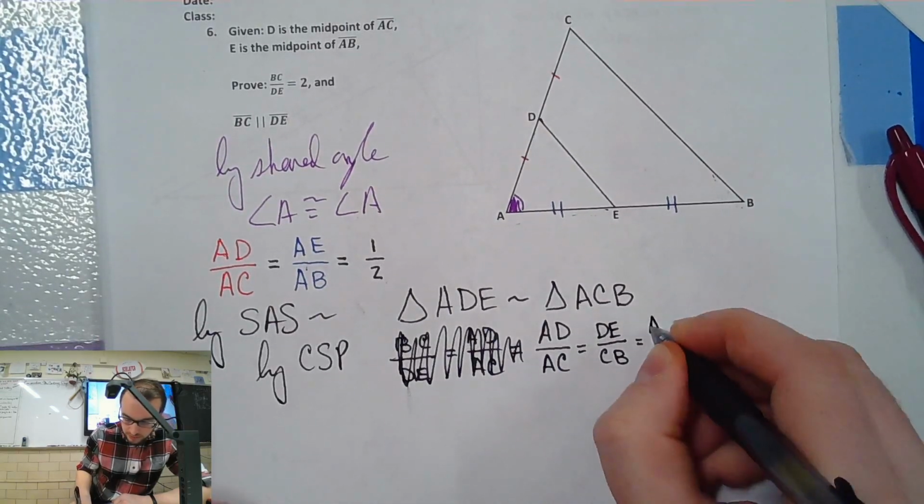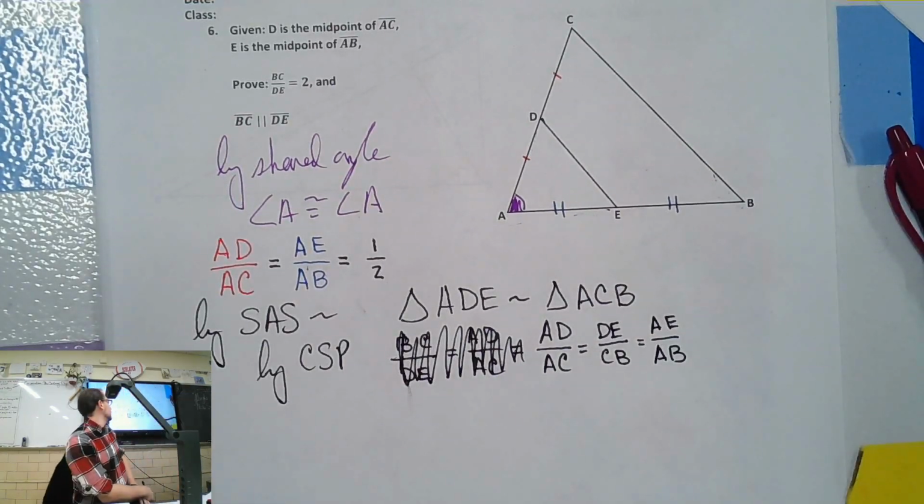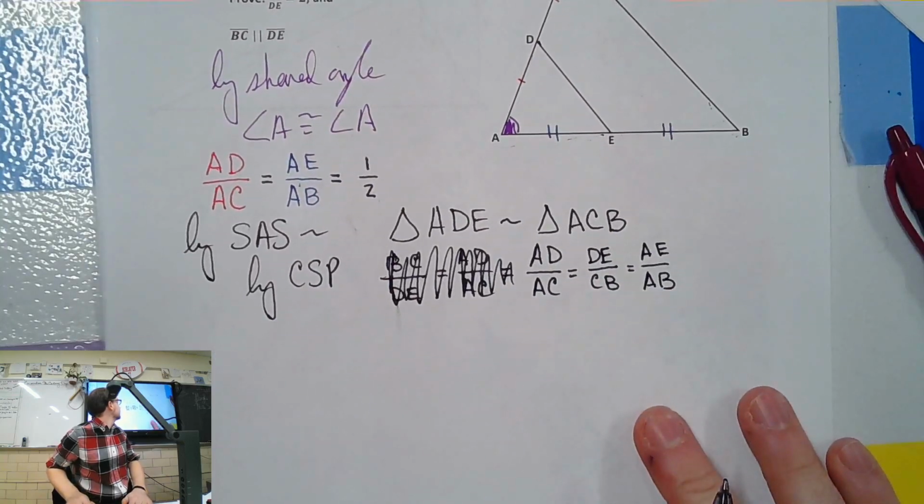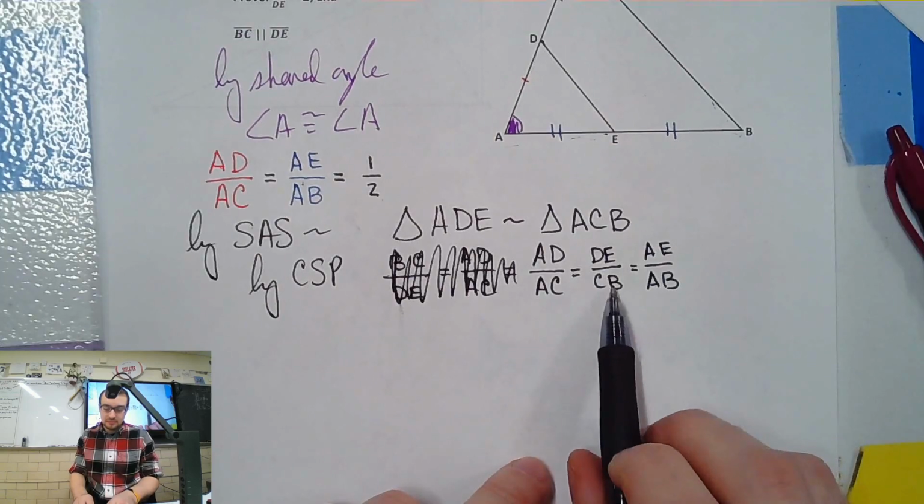I thought we were ready to jump ahead, but I don't think we are. Do you see how I got those by CSP? There we go. Okay. Now, we care about BC and DE, that's this one.